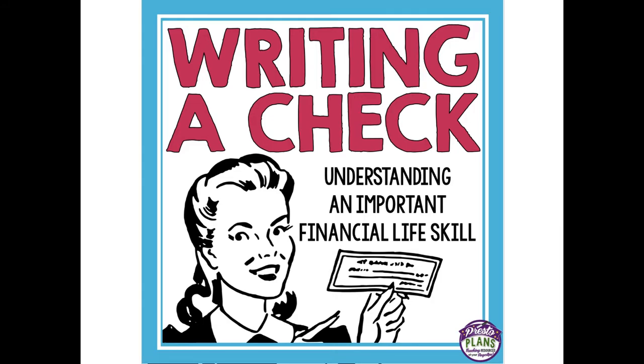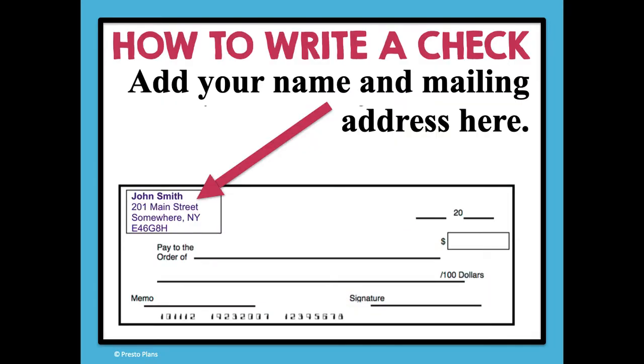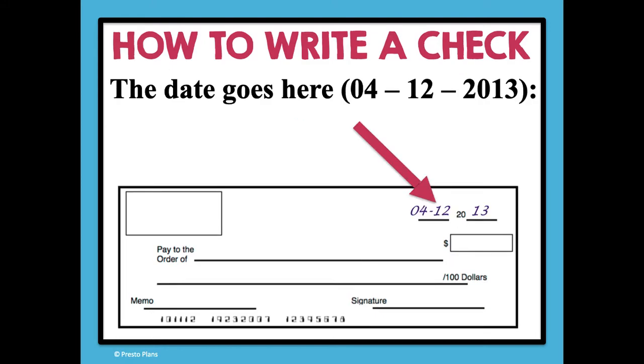All right. So, how to write a check. Lots of checks you will order from a check company or from your bank, and they will have your name and your address pre-filled out for you. But some of your starter checks will not. So you will need to add your name and mailing address here. On the checks that you are given as part of this assignment, you will need to include this. If you don't know your mailing address, this would be a great time to ask your parent or guardian.